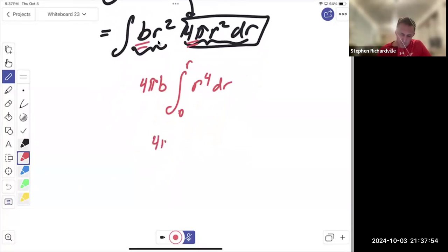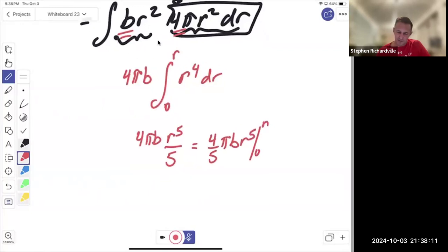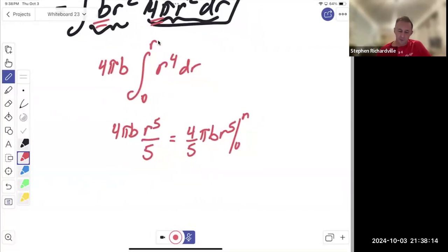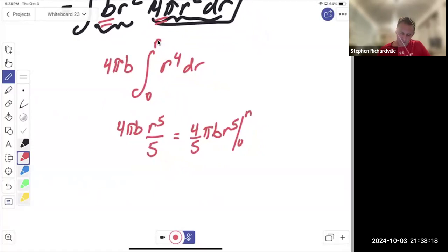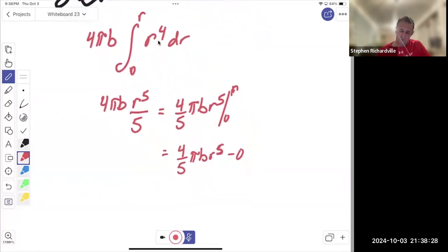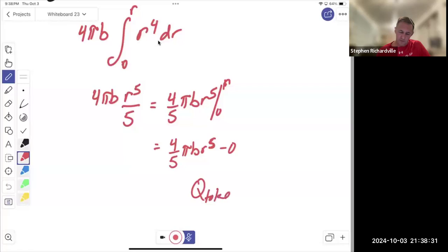So here we go. So 4 pi b. The integral of r to the 4th is r to the 5th over 5. So I get 4/5 pi b r to the 5th from 0 to r. That becomes pretty easy. It's just 4/5 pi b r to the 5th. So that's my Q enclosed because it's minus 0. So my Q enclosed is 4/5 pi b r to the 5th minus 0. If you want to know Q total, just plug in big R there: 4/5 pi b big R to the 5th. Kind of makes sense. But this guy is my Q enclosed.